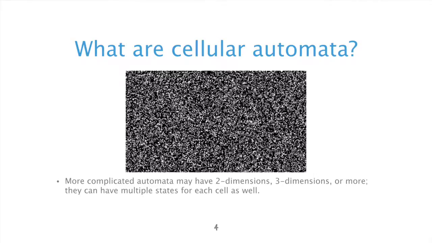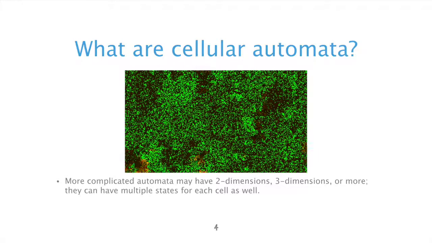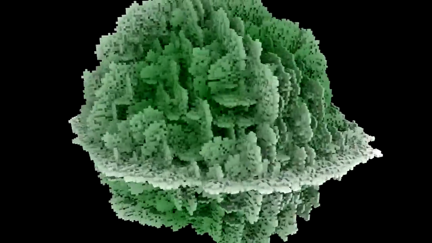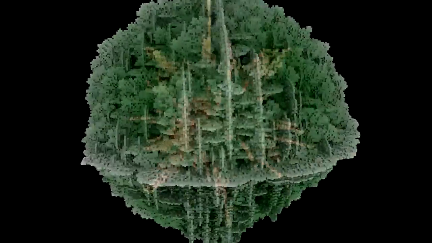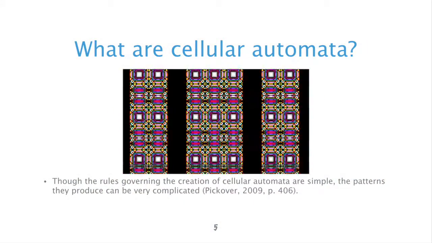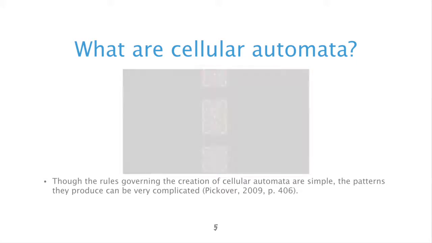More complicated automata may have 2 dimensions, 3 dimensions, or more. There isn't a limit, really. They can have multiple states for each cell as well. Here's an animation of some 3-dimensional automata. Though the rules governing the creation of cellular automata are simple, the patterns they produce can be very complicated.